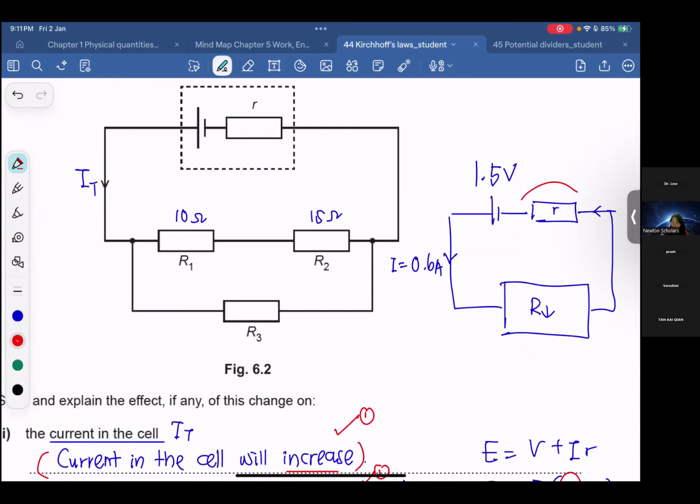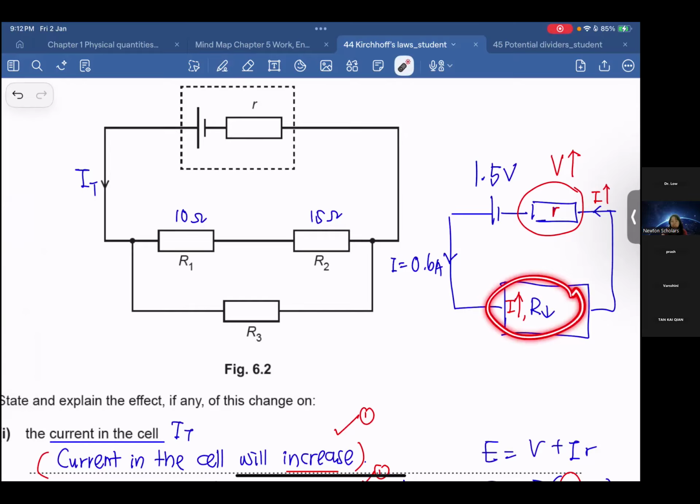That means this part will receive more voltage, because a higher current comes and is multiplied with this r. But my resistance also changes, so you cannot use V equals IR to find whether it will increase or decrease. But we can understand that the current becomes higher, so this part will get more share, because I times r, my I is higher, so the voltage across the internal resistance becomes more.